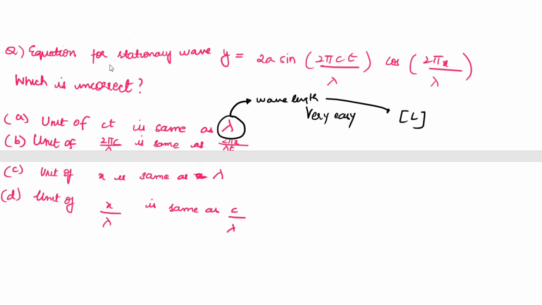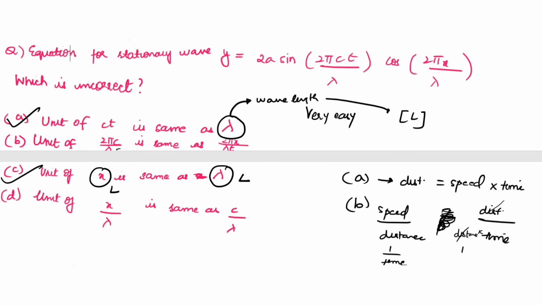Look at option B. 2 pi c by lambda. Ignore the constant 2 pi. What you have to see is c by lambda, speed by distance. What is speed by distance? It is the reciprocal of time, 1 by time. Now look at the other term, 2 pi x by lambda t. Just look at the physical quantity x by lambda t. X is distance, lambda again distance, so cancelled. So again you're finally left with 1 by time. So both sides you get 1 by time. Same dimensions, same unit. So option B is also correct.